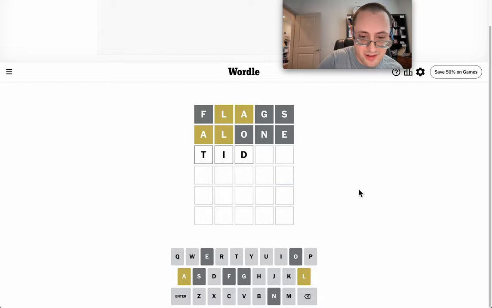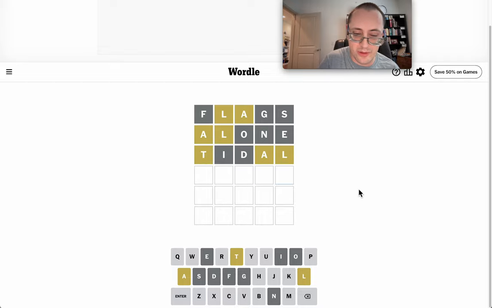Title. We'll introduce some new letters and move A and L around. Wow, this is going to be all yellow or something. This is something else. LAT. Do I have enough letters to make anything with it? I don't know.